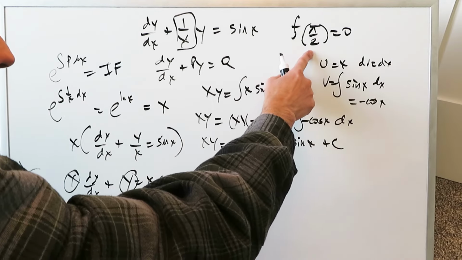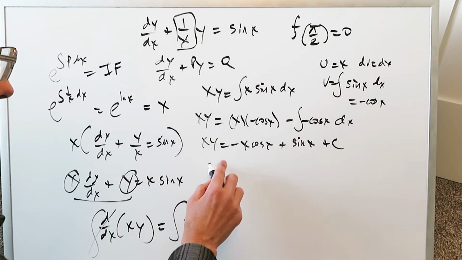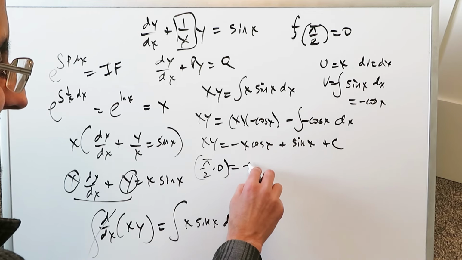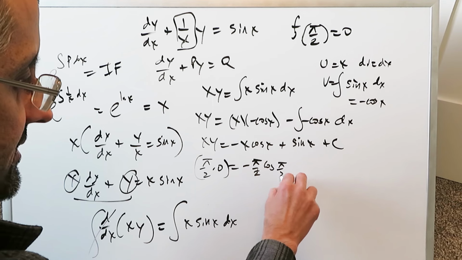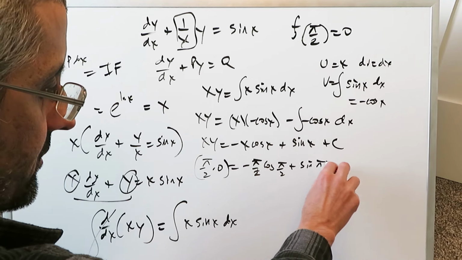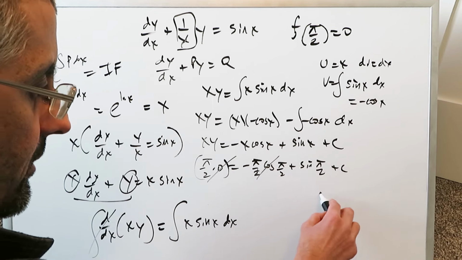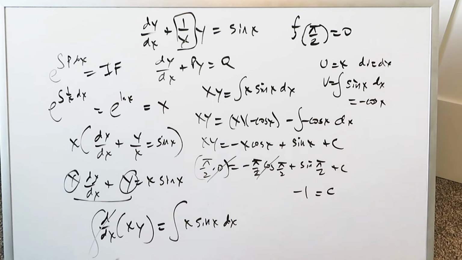In place of x, you put pi over 2. In place of y, you put 0. When you put 0, you get here a pi over 2 times 0. This will zero out. You'll have a minus pi over 2 cosine of pi over 2, which is a 0, plus sine of pi over 2 plus c. This zeroes out, this zeroes out, this becomes a 1. C is equal to minus 1, because 1 plus c equals 0, c is equal to minus 1.